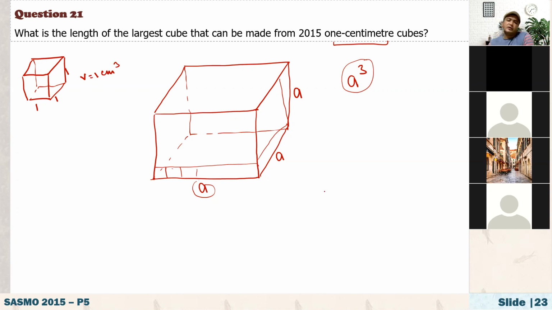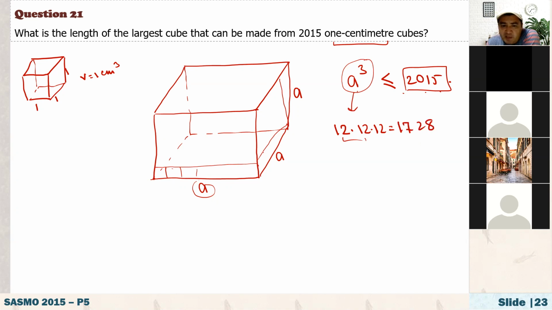Okay, so here, what is the length of the largest cube that can be made from 2015 1 centimeter cubes? You should understand like this. You have in your hand 2015 1 centimeter cubes, and you need to make the biggest cube possible. So that means that this should be less than or equal to 2015, because you have only 2015 cubes. So what is the largest cube number that is less than or equal to 2015? That is 12, because 12 times 12 times 12, that's equal to 144, multiplied by 12, that's equal to 1728. How about if you make a little bit bigger?